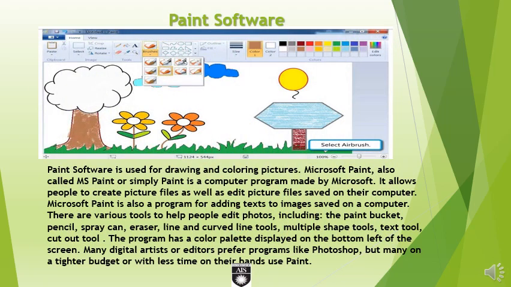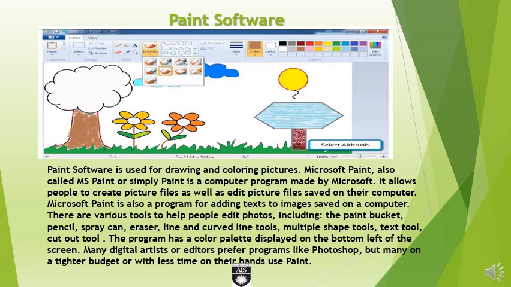Let us now know about the application softwares that we use frequently. A paint software is such a software which we use frequently. Paint software is used for drawing and coloring pictures. Microsoft Paint, also called MS Paint or simply Paint, is a computer program made by the Microsoft company. It allows people to create picture files as well as edit picture files saved on their computer.